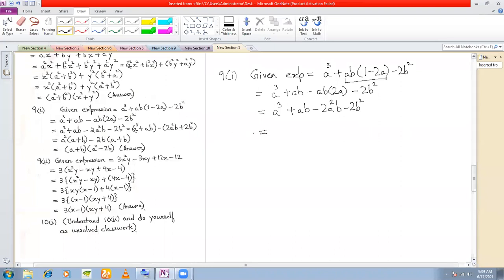Let us try the first and the second, this a cube and ab. If you see in these two, we have a and a cube. So the HCF you can take out as a. From a cube you are taking out a, that means a cube divided by a will give you a square. Plus, from ab you are taking out a, that means ab divided by a will give you b.